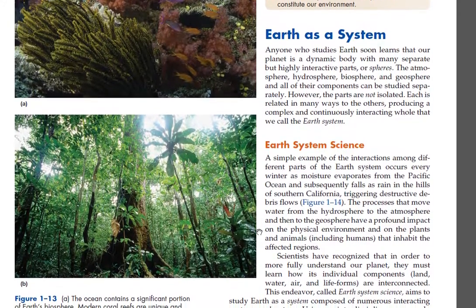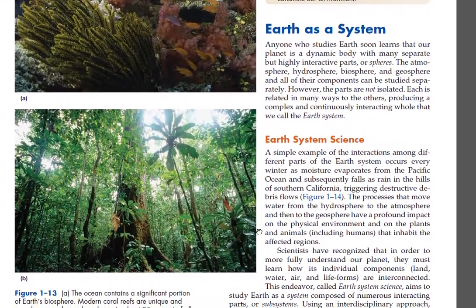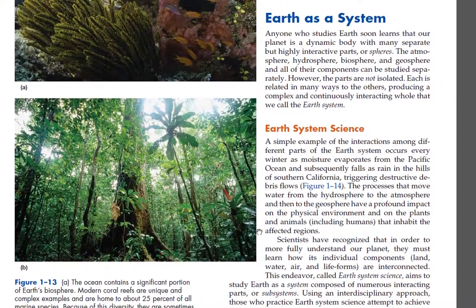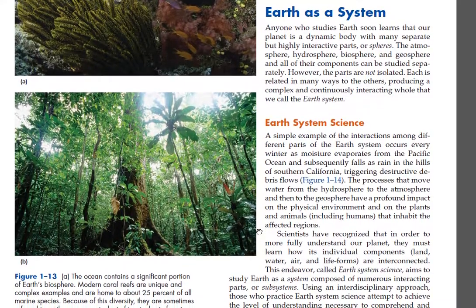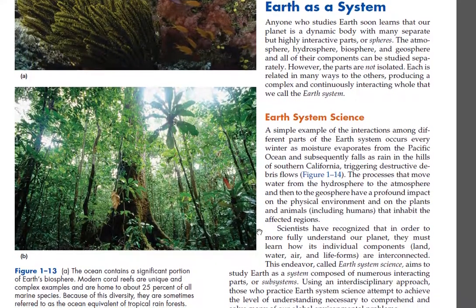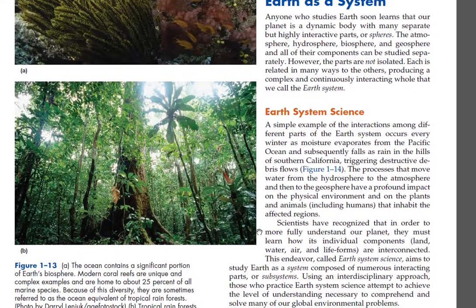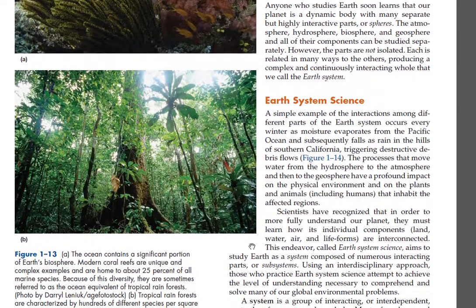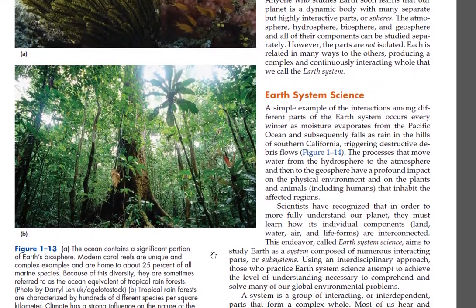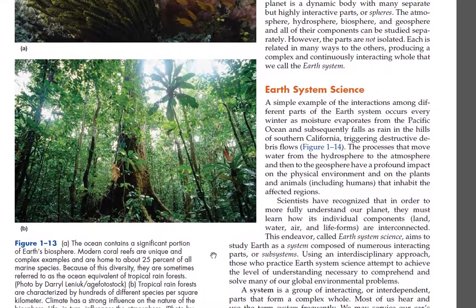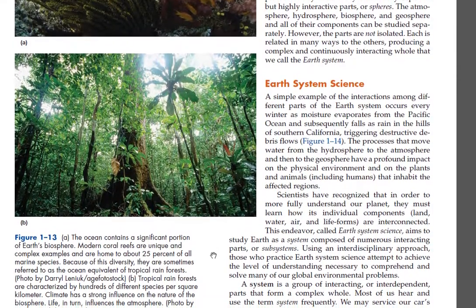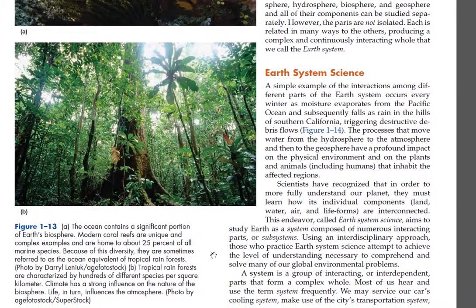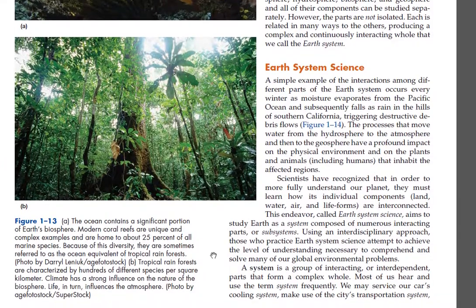Scientists have recognized that in order to more fully understand our planet, they must learn how its individual components, land, water, air, and life forms, are interconnected. This endeavor, called Earth System Science, aims to study Earth as a system composed of numerous interacting parts, or subsystems. Using an interdisciplinary approach, those who practice Earth system science attempt to achieve the level of understanding necessary to comprehend and solve many of our global environmental problems.